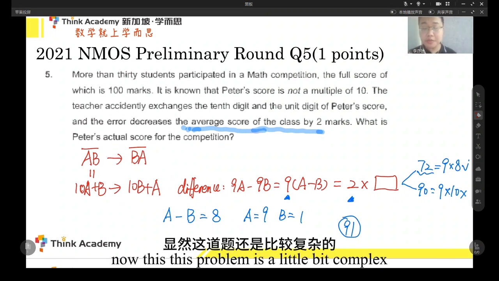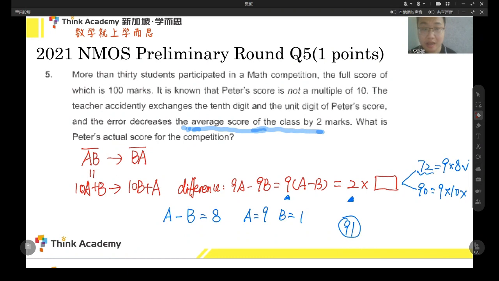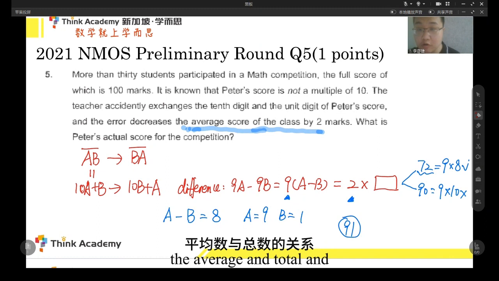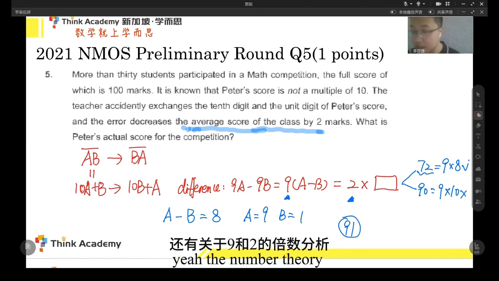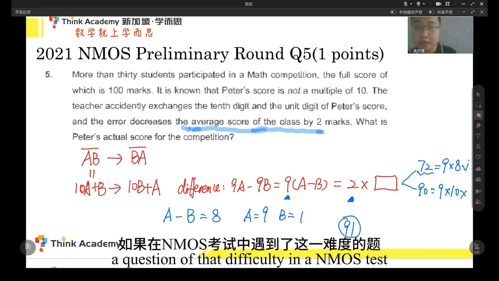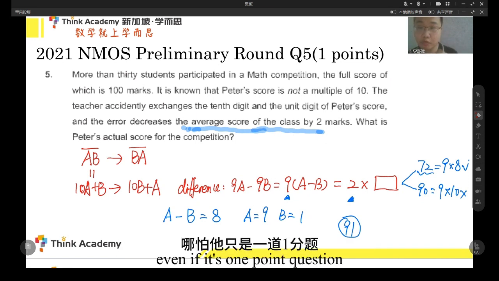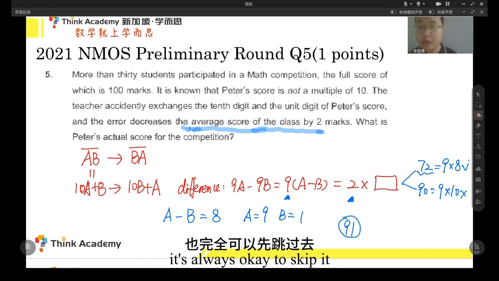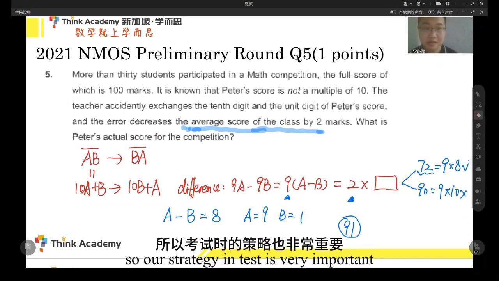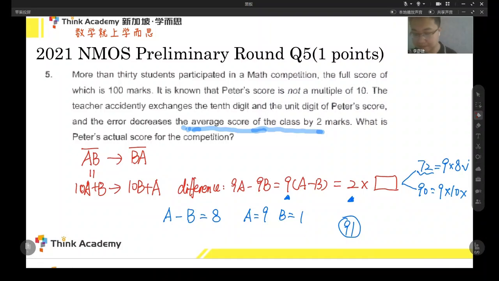Now, this problem is a little bit complex. You should know maybe the place value, the average and the total, and the number series, the multiplier of 9 and 2. Right? So it's interesting and it's difficult when we actually see a question of that difficulty in an NMOS test. Even if it's a 1-point question, it's always okay to skip it and finish it when we return here, after you finish other questions. So having a strategy in a test is very important.